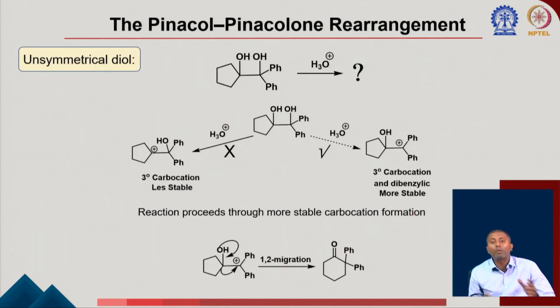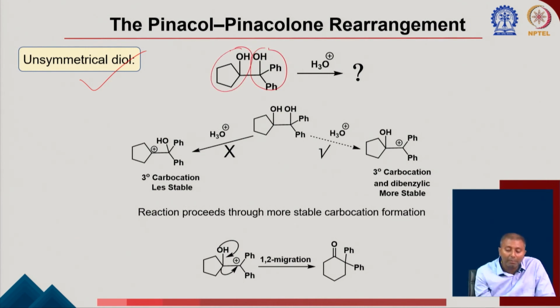Now the problem is that in the previous slide I talked about diols which are symmetrical. What will happen if they are unsymmetrical? In that case, the first question is where the protonation is going to happen. Is it going to happen at this particular site or this particular site? That actually depends on the stability of the carbocation.